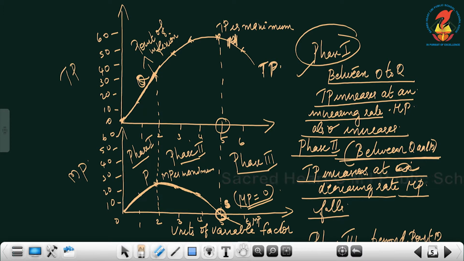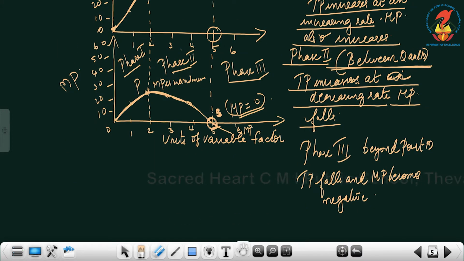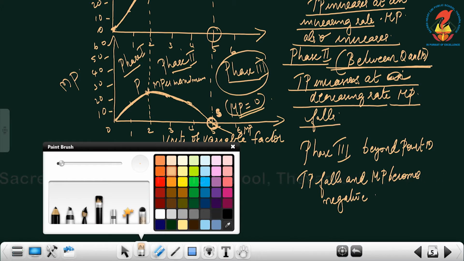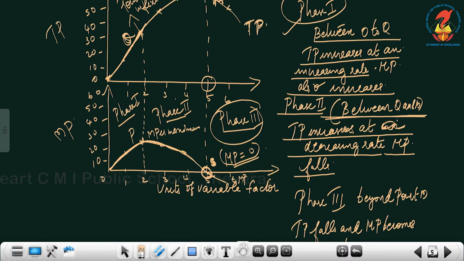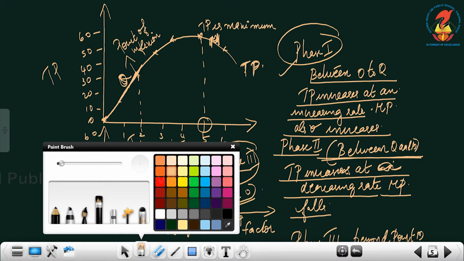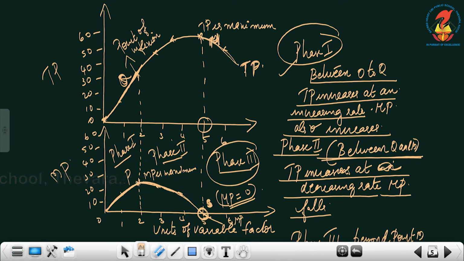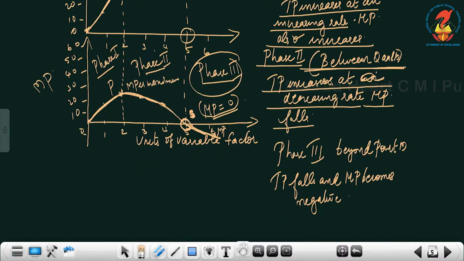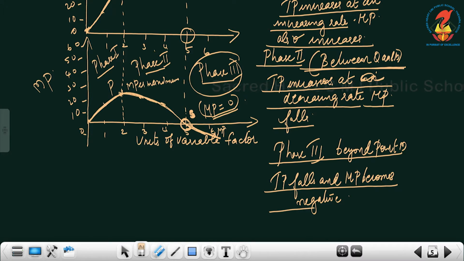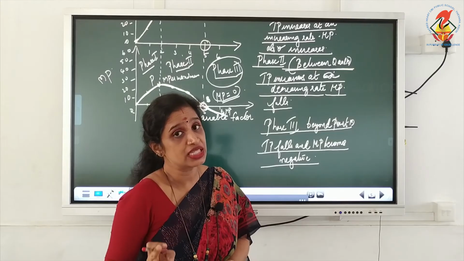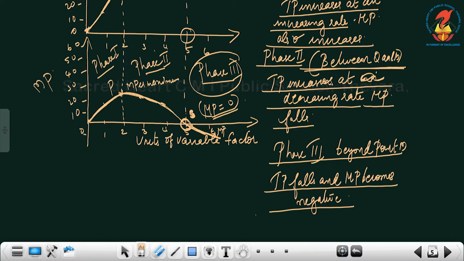Now this is the third phase. All of you look here, this is the third phase. What happens in the third phase? In the third phase, TP is falling after point M, beyond M. TP is falling. What is happening to MP? MP is falling and becoming negative. Here you can find negative values. So in phase 3, that is beyond point M, TP falls and MP becomes negative. So these are the three phases based on the table.